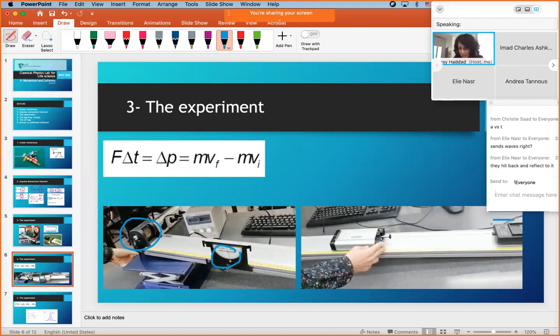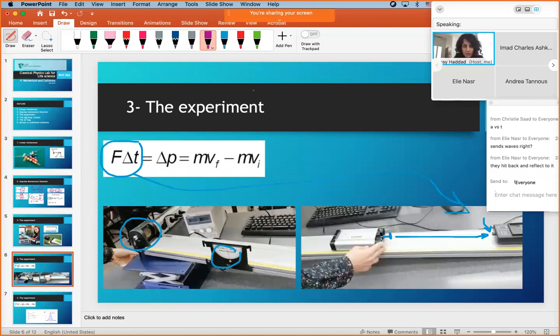And this is the force sensor in here. It has a bumper. You see the bumper. And the cart has something elastic in here. It will hit the bumper. And the force sensor can measure the force. FΔt will be measured by the force sensor. So this is measured by the force sensor.